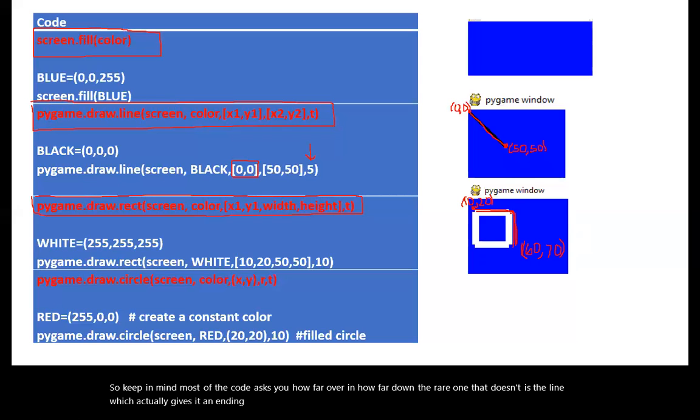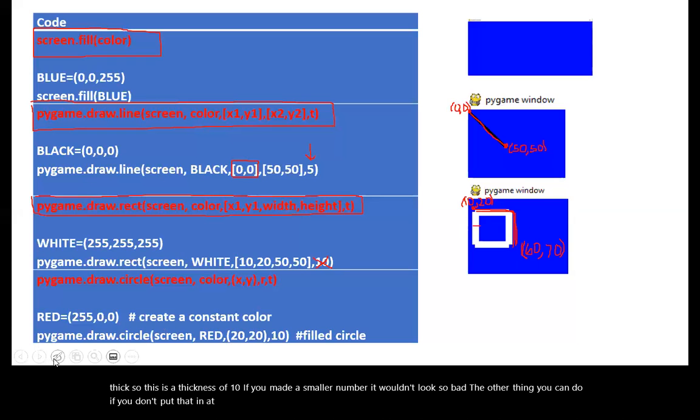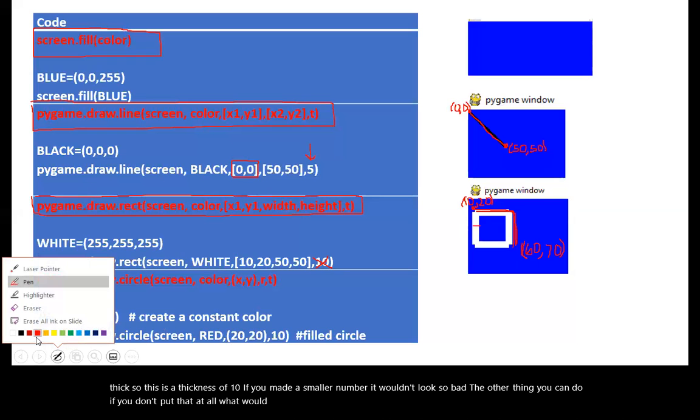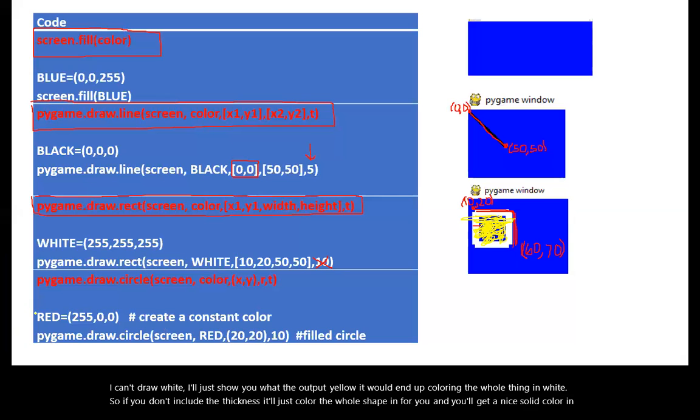Now, why does this not look like a rectangle? It's because we made our line so thick. So this is a thickness of 10. If you made a smaller number, it wouldn't look so bad. The other thing you can do is if you don't put that in at all, what would happen is you'd end up, I can't draw white, I'll just show you with the yellow. It would end up coloring the whole thing in white. So if you don't include the thickness, it'll just color the whole shape in for you and you'll get a nice solid color in there. All right, let's keep going.